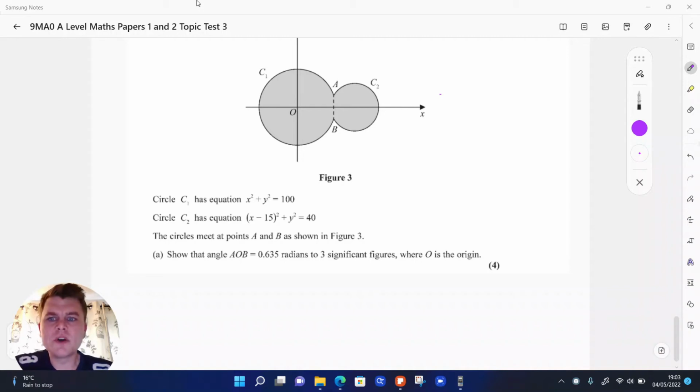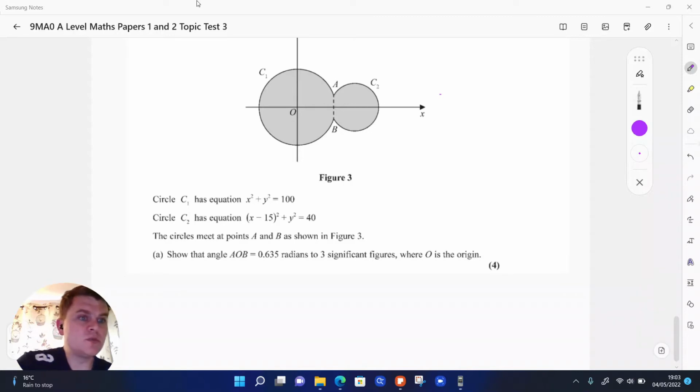This question, as you can see, we've got two circles intersecting. Circle 1 has the equation x squared plus y squared equals 100. And circle 2 has the equation (x minus 15) all squared plus y squared equals 40. They meet at the points A and B as shown here. And we've got to show that the angle AOB equals 0.635 radians, where O is the origin.